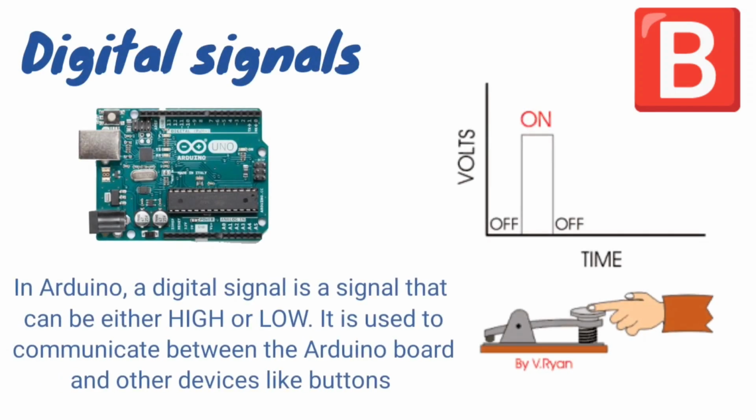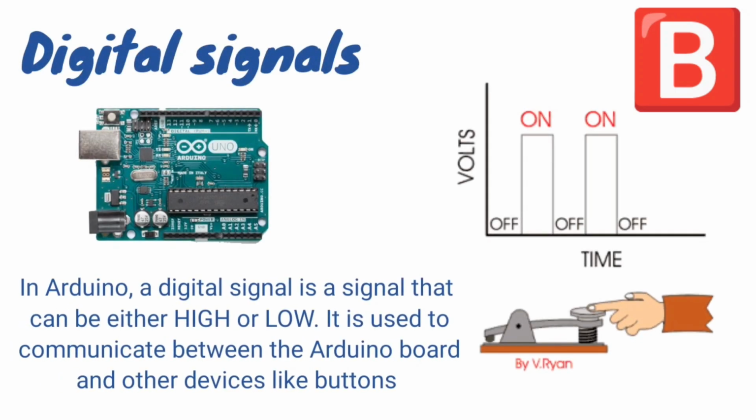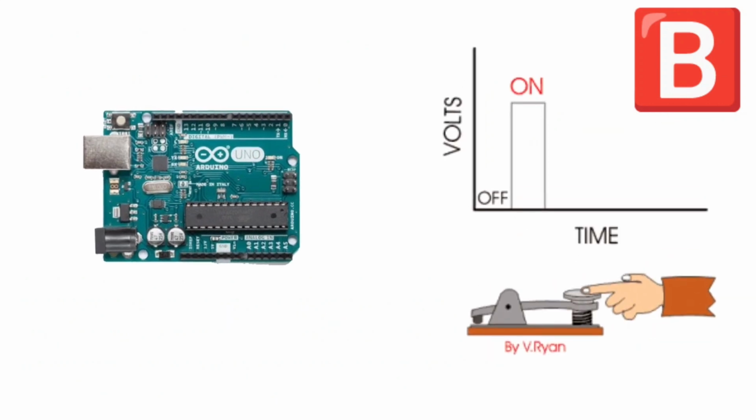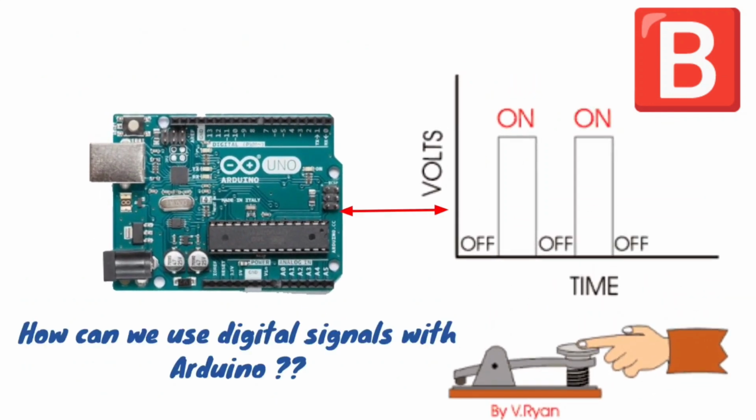In Arduino, a digital signal is a signal that can be either high or low. It is used to communicate between the Arduino board and other devices like buttons. How can we use digital signals with Arduino? This is what we will learn in this video.